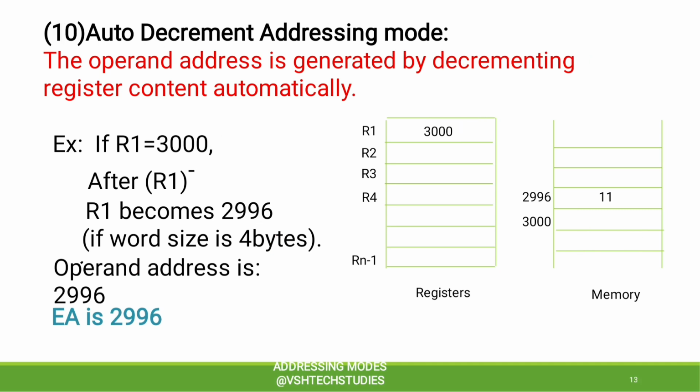The last addressing mode is auto-decrement mode. The operand address is generated by decrementing register content automatically. If the register taken, for example R1, is having 3000, then -(R1) means the R1 content is decremented by one word size, that is 4. So it will be 2996. Effective address is 2996. Then whatever operand is in memory location 2996 is used for further processing.